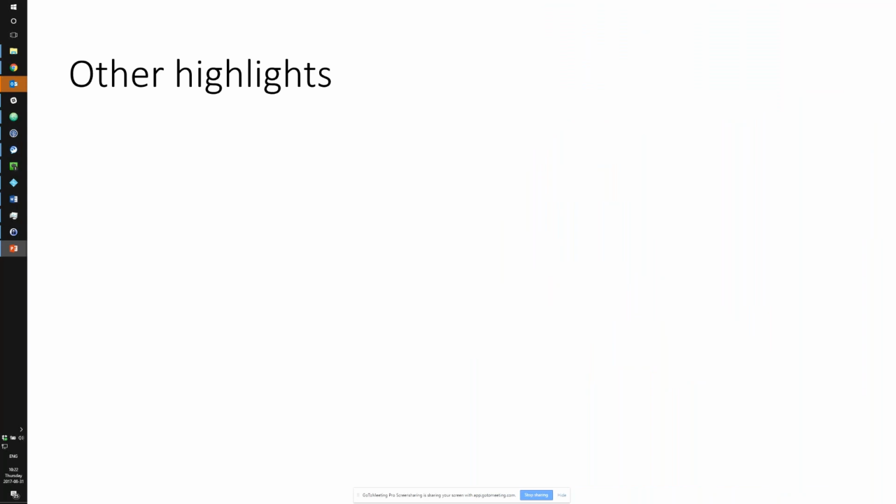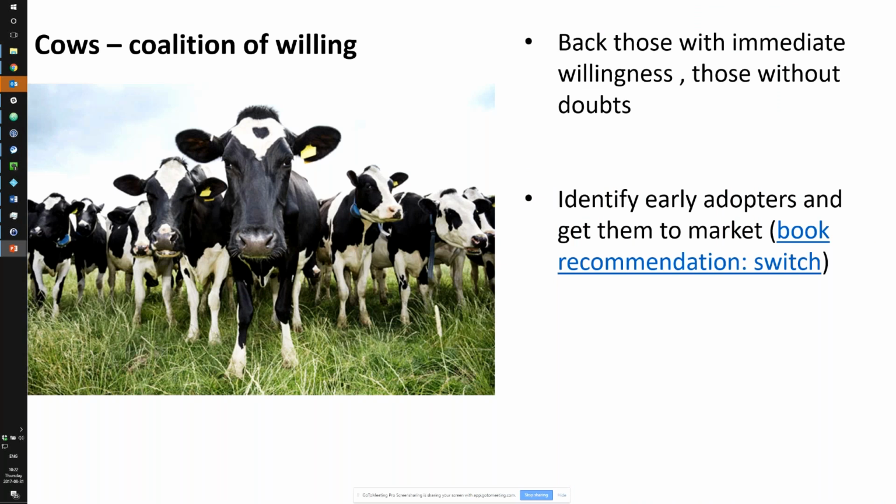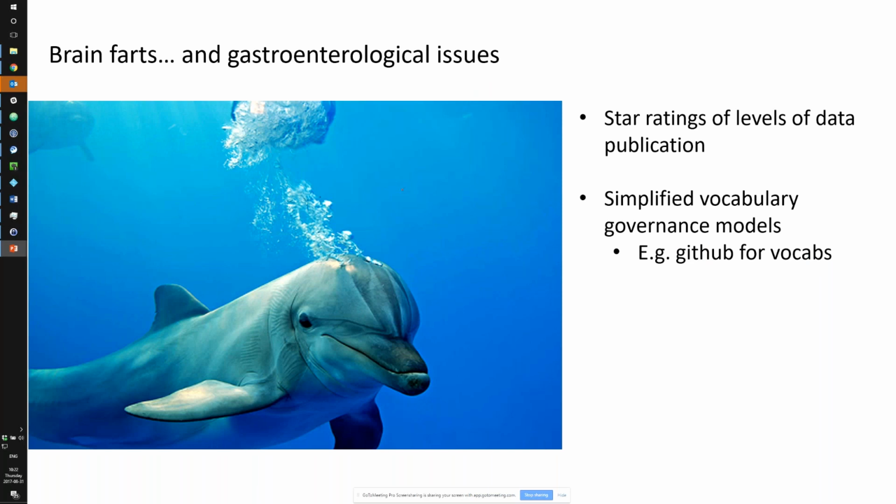Other highlights: there was compiled at the end some of the humorous highlights coming out of the sessions in the meeting. I'll just zip through those. Some of the concepts that we're working with here, the links between systems and samples and data sets, require that you work with the cows, the coalition of the willing. Sometimes people get a bit carried away with their expectations of what can be done. These were referred to as brain farts.